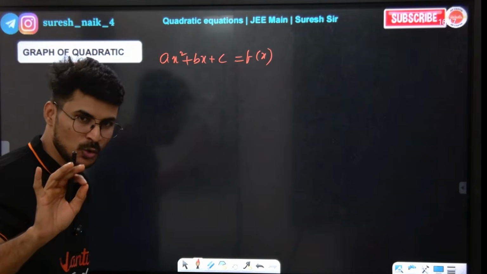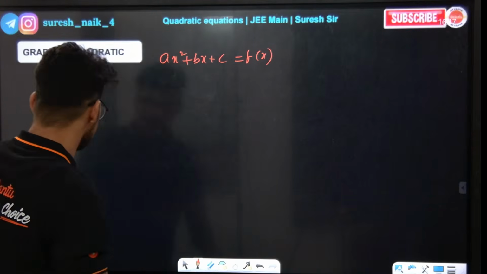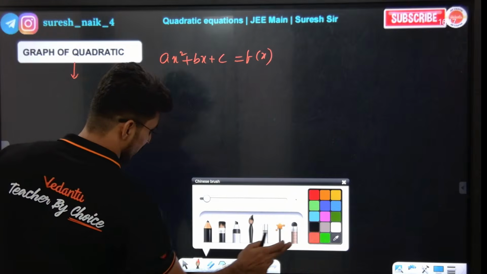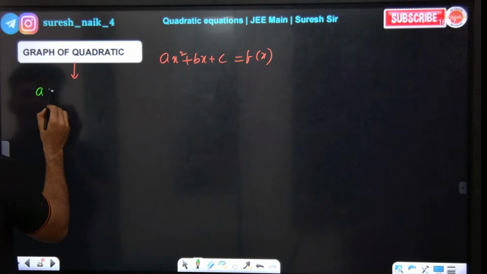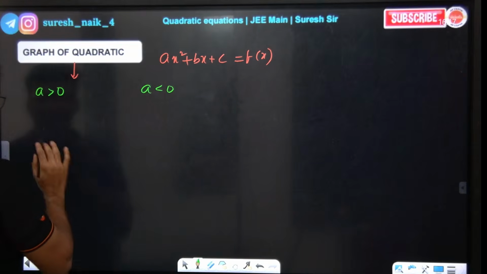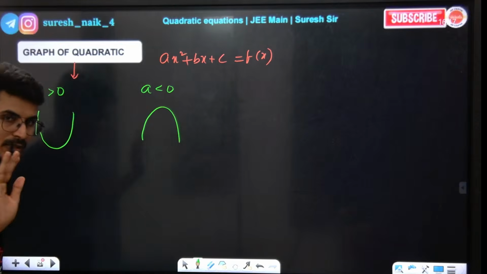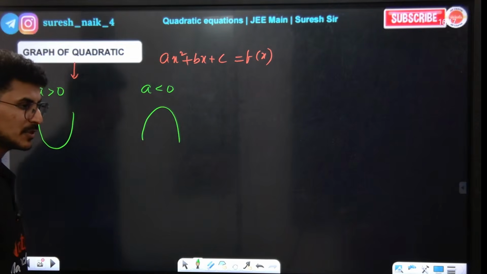Okay, always you need to observe 2 conditions well. What is the first condition, sir? Whether a is positive or negative. Whether a is positive, how will it be, whether a is negative, how will it be? Okay? If a is positive, the graph will be upward. If a is negative, the graph will be downward. Simple. You need to observe these 2 points well.